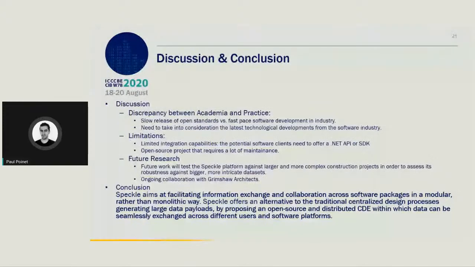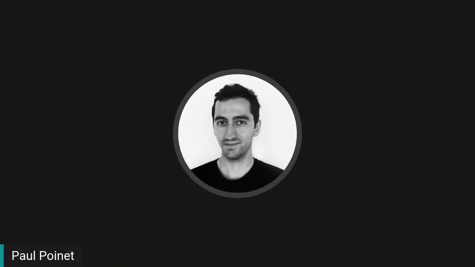Here's the last slide for discussion and conclusion. So I think there is a discrepancy between academia and practice. There is a slow release of open standards versus fast-paced software development in industry. We have to take into consideration the latest technological developments from the software industry. And there are other points that you can hopefully read in the paper, and I will stop here.